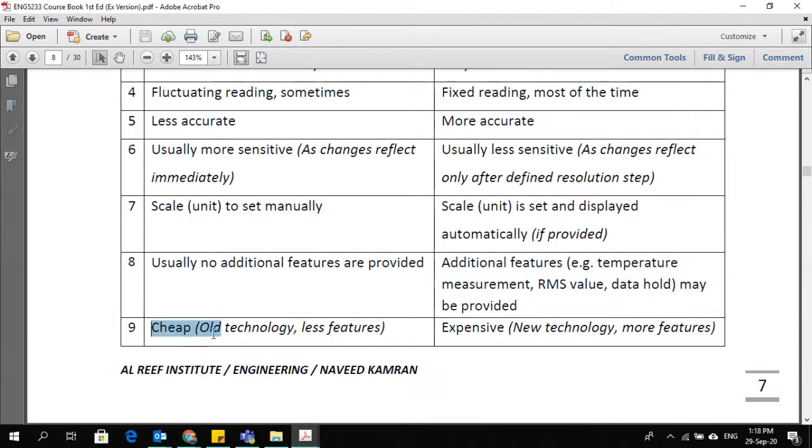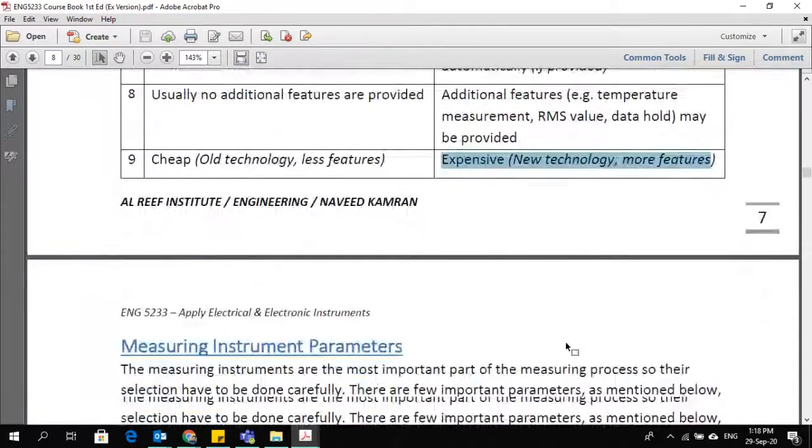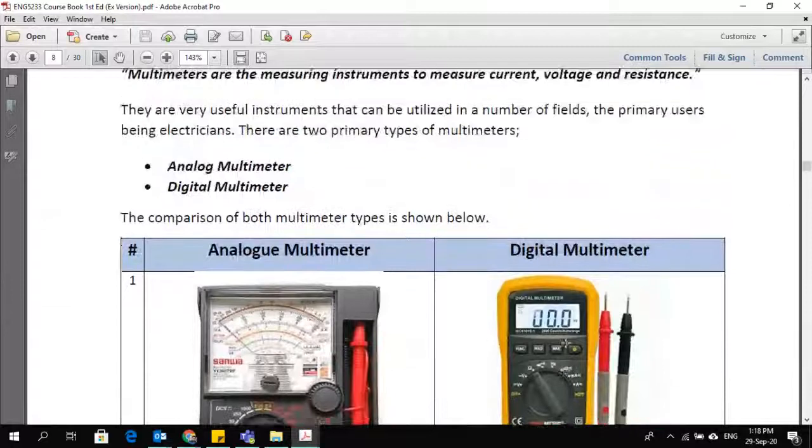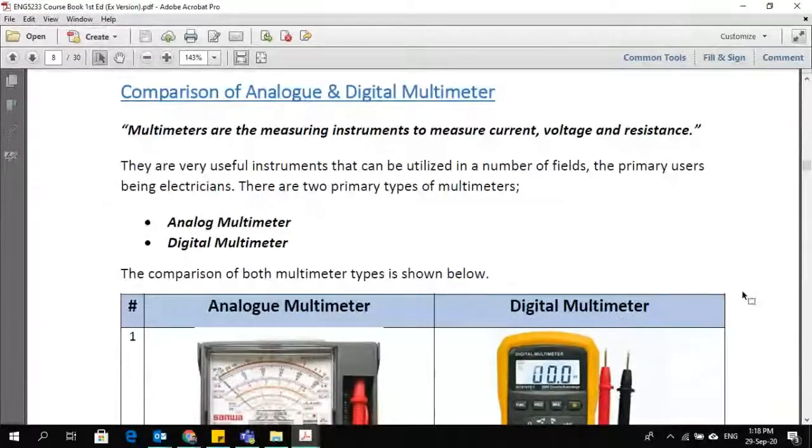Analog meters are cheap now because they are old technology with fewer features, but digital are expensive because of new technology and more features. So this was a brief comparison between analog multimeter and digital multimeter.